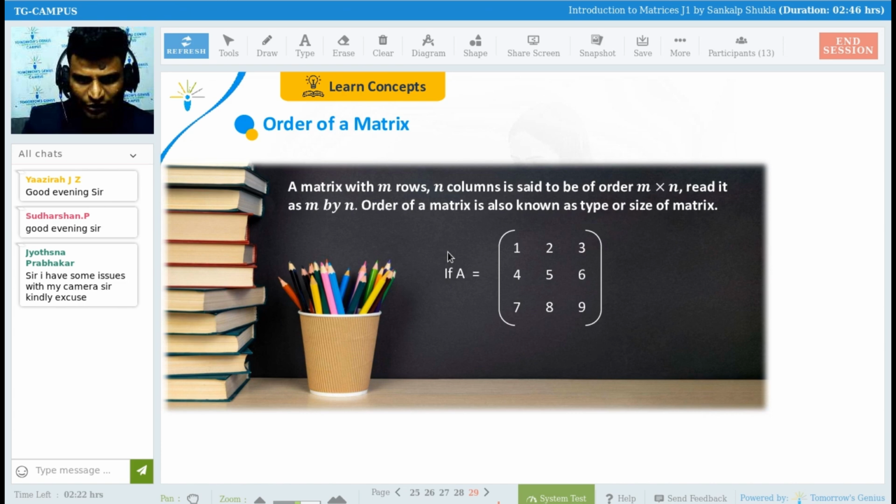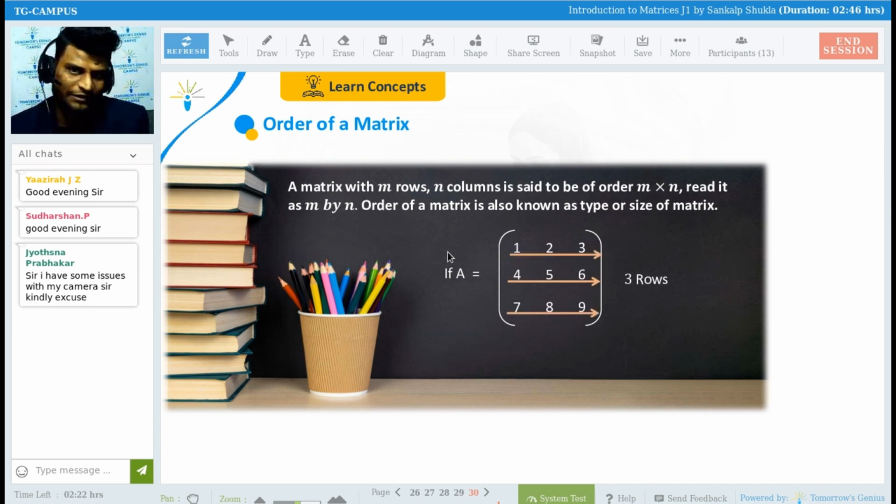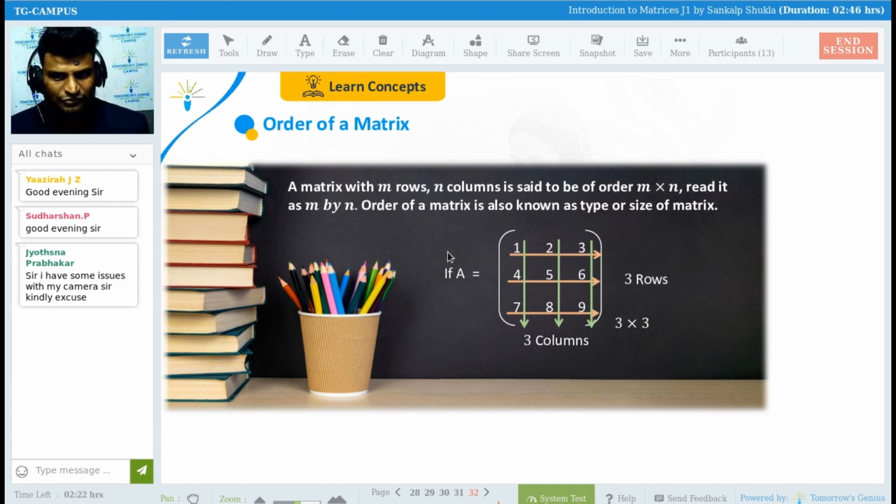Tell me, what is the order of this matrix? 3 cross 3. Why? Because there are 3 rows and there are 3 columns. 3 cross 3 is the order of the matrix.